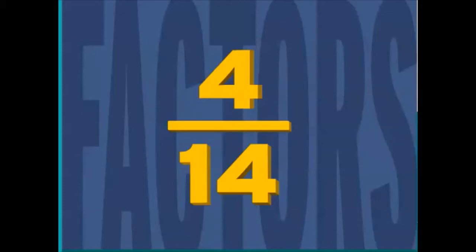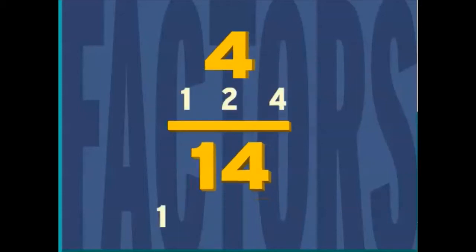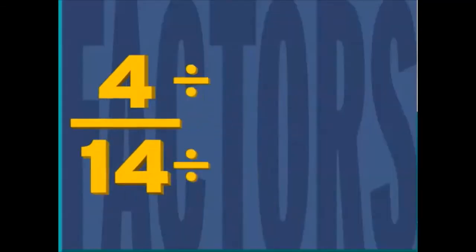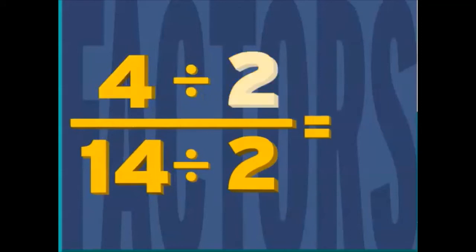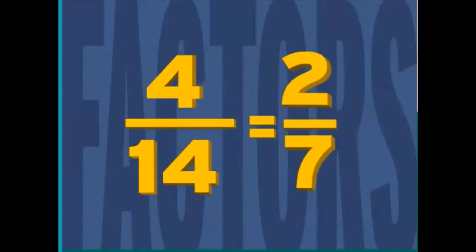Let's see. The factors of 4 are 1, 2, and 4, and the factors of 14 are 1, 2, 7, and 14. Looks like the greatest common factor is 2. So the next step is, right, dividing the numerator and the denominator by 2. 4 divided by 2 is 2, and 14 divided by 2 is 7. So 4/14 simplifies to 2/7.